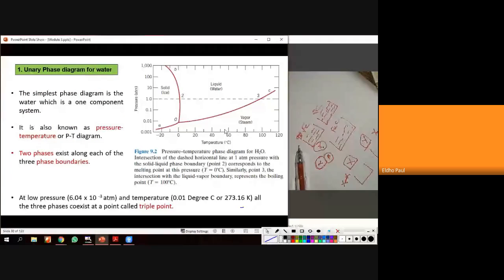In this unary phase diagram, the x-axis is temperature, the y-axis is pressure in atmospheric pressure. Another name is PT diagram, pressure temperature diagram, and this is actually a thermal diagram you will study in the thermodynamics class next year. And here we can see different phases. What are the different phases present in this diagram? How many phases are there?